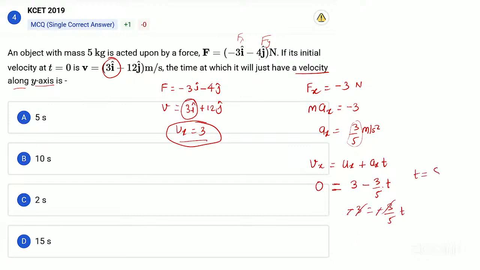So the time coming out is 5 seconds, the time when the velocity has the component only along the y-axis. Simply, the negative component is there, which means it is a retarding case. This motion is retarding, decelerating. So 5 seconds is the correct answer. Any doubt?